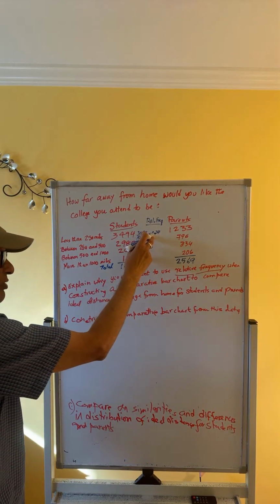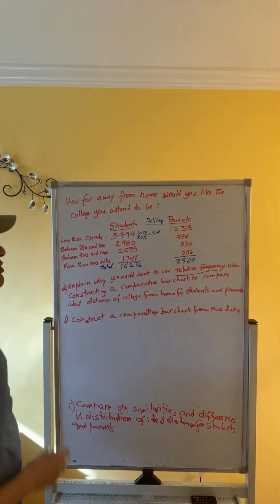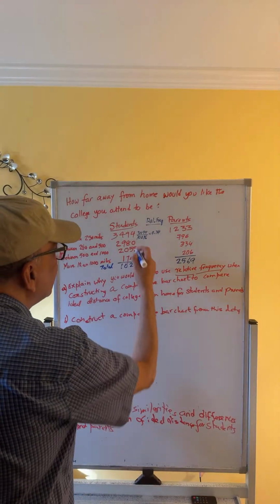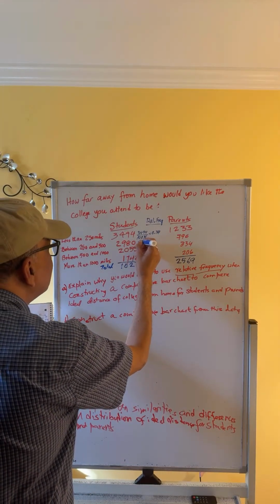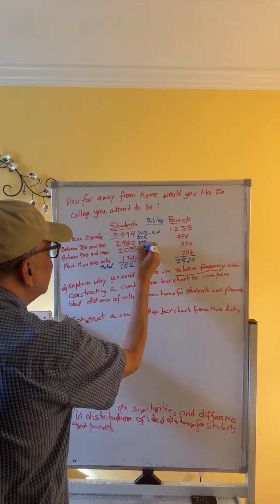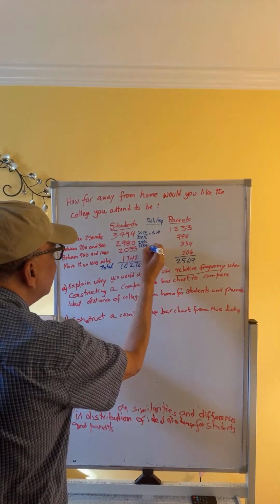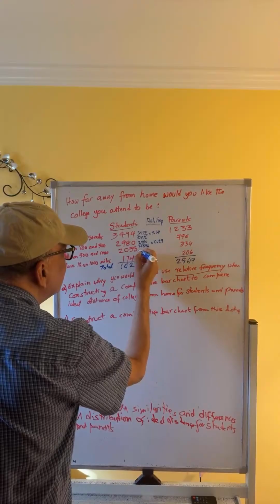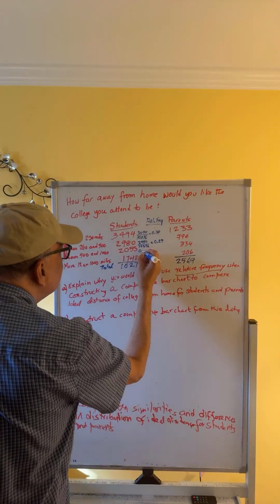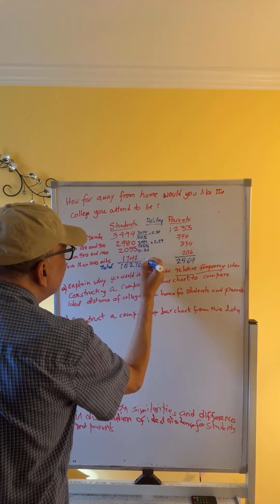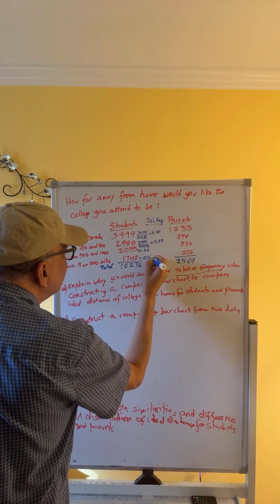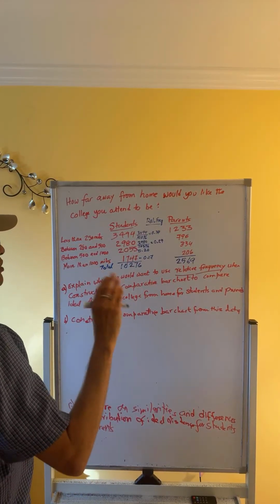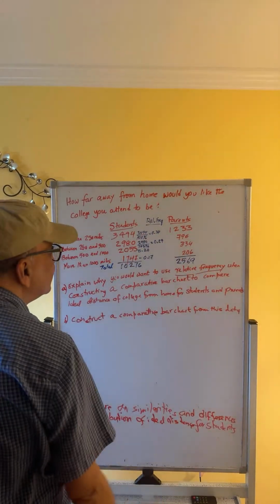What does this number 0.34 mean? 34% of the students want the college to be located less than 250 miles. You can continue with this. The next one will be 2980 divided by the total 10,276, and that works out to 0.29. The next one is 0.20, and this is 0.17. What does it mean? 17% of the students want the college to be located more than 1000 miles away.